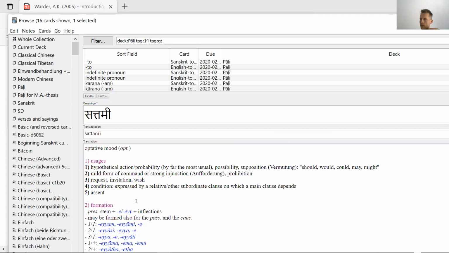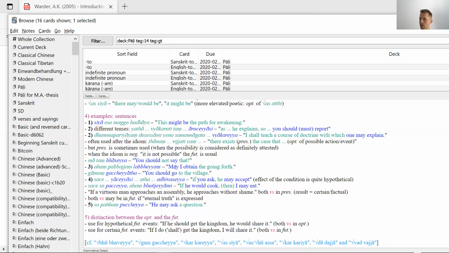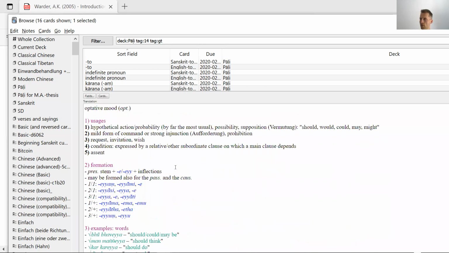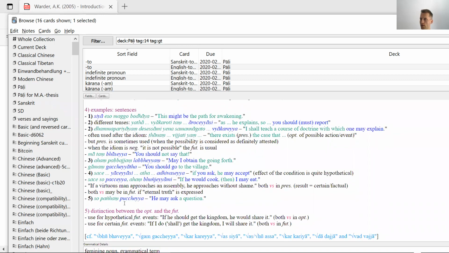The condition, examples for the condition, is often expressed by words like sace, ce, yadi, or yam. Sace yacheyyasi, so adiyissati. If you ask, he may accept. Sace so pacheyya, aham bhuñjeyyami. If he would cook, then I may eat. And lastly, for an example of assent, so pañham puccheyya, he may ask a question.